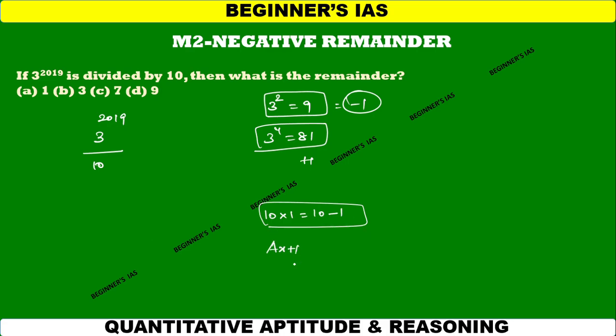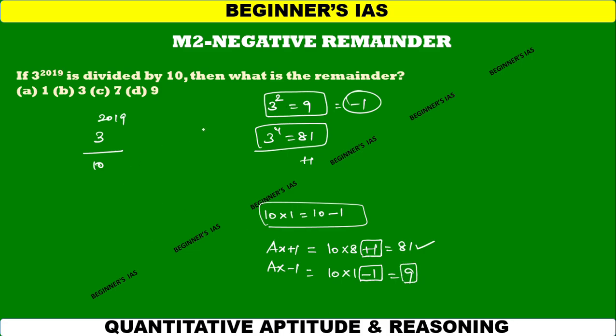The ax plus 1, ax minus 1 concept. So this is nothing but 81. This 81 can be written in the ax plus 1 form. How? 10 into 8 plus 1. This leaves you 81. So this is nothing but the positive remainder we applied previously. In the negative remainder concept, 10 into 1, we are getting 9. So make sure of that. Here this minus 1 is nothing but the negative remainder concept. Therefore we have to take 3 square, since 9 can be written as 3 square.